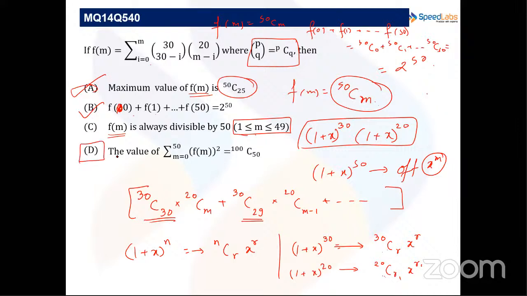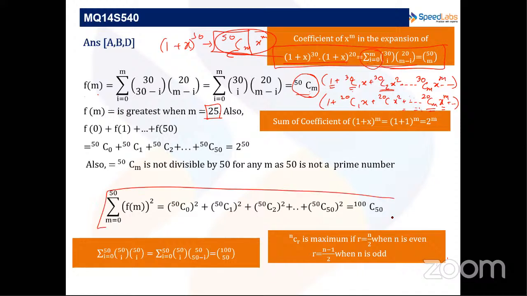And then for option D, the summation of f of m square from m equals 0 to 50 equals this. So we have 50c0 square plus 50c1 square so on up to 50c50 square. We know that this comes out to be the coefficient from (1 plus x) to the power 2n, when we solve it, and this value is 100c50.